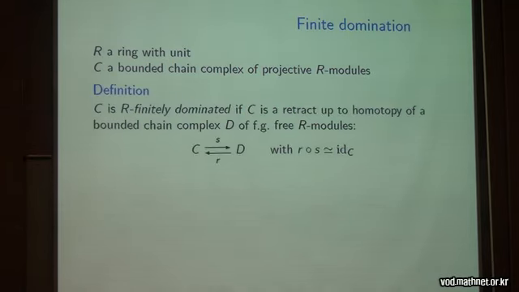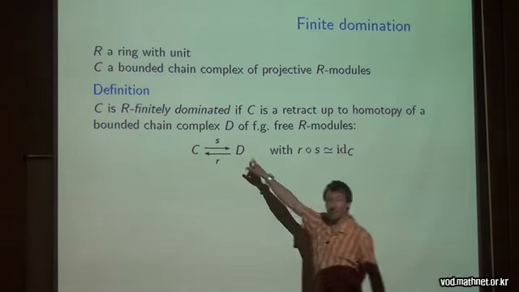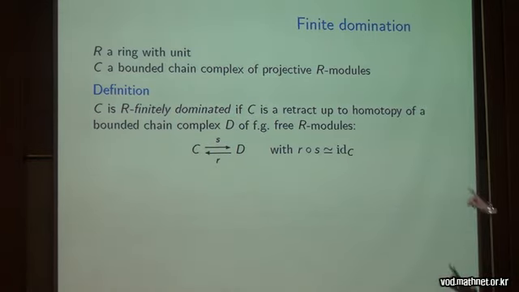Because I want to look at a particular finiteness condition of this chain complex, this complex is called R finitely dominated if C is a retract up to homotopy of a bounded chain complex of finitely generated free R modules. Okay, the free here is of course important. So in other words, I find these maps S and R, and before I find those, I find the complex D, which is bounded, finitely generated free over R, such that R composed with S is homotopic to the identity, right? Not equal, but homotopic.